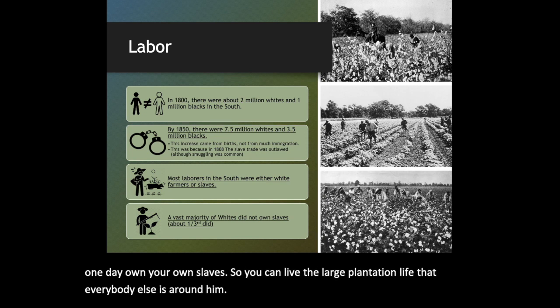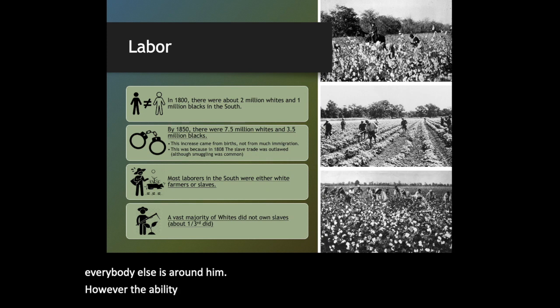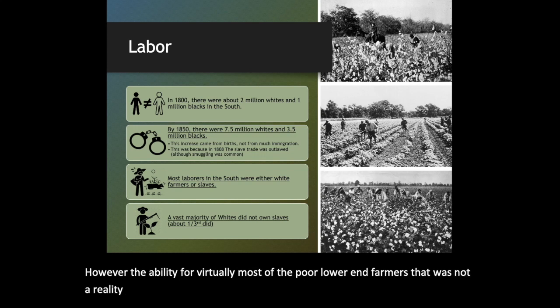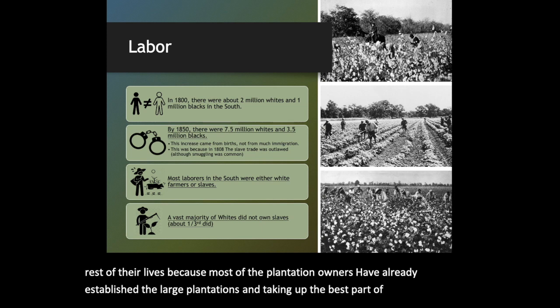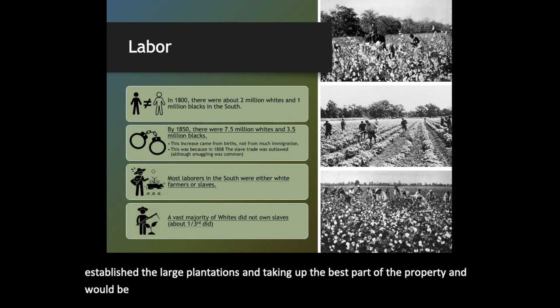However, for most of the poor, lower-end farmers, that was not a reality. They were just going to be stuck where they were for pretty much the rest of their lives, because most of the plantation owners had already established the large plantations and taken up the best part of the property, and would be able to purchase or force out anybody that was not as economically successful as they were.